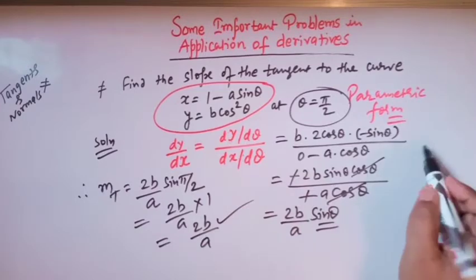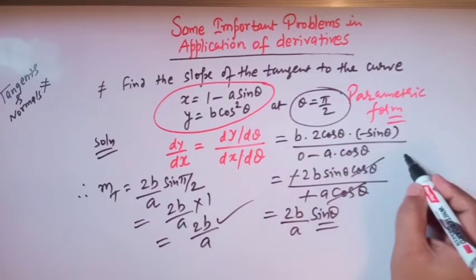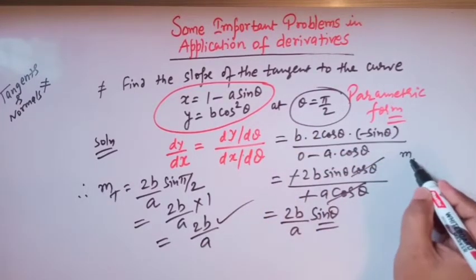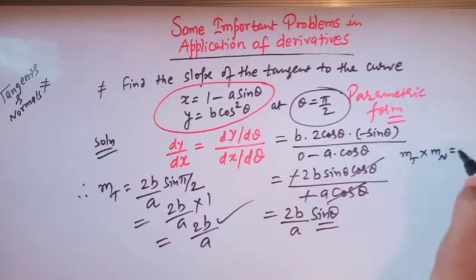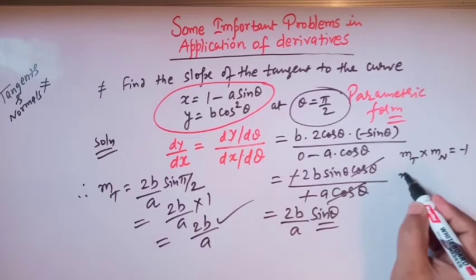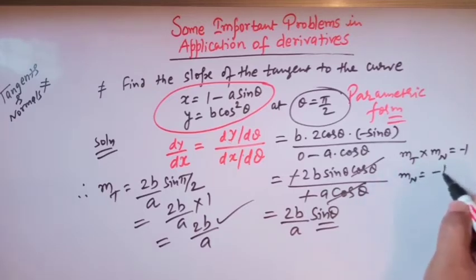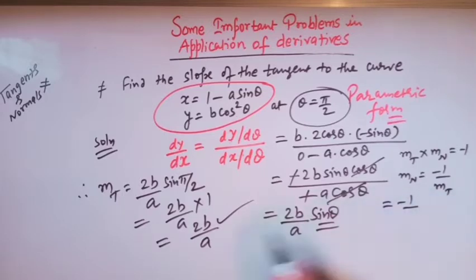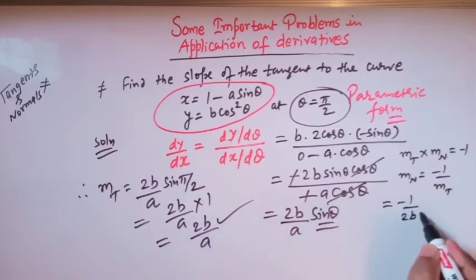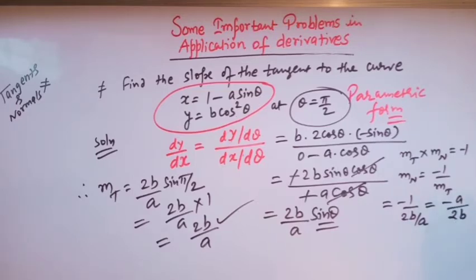Suppose we have to find the slope of the normal, then what we will do? We will again use the slope of tangent times slope of normal equal to minus 1. So slope of normal is equal to minus 1 divided by mt. So we have minus 1, mt is 2b by a, so we have minus a upon 2b, right?